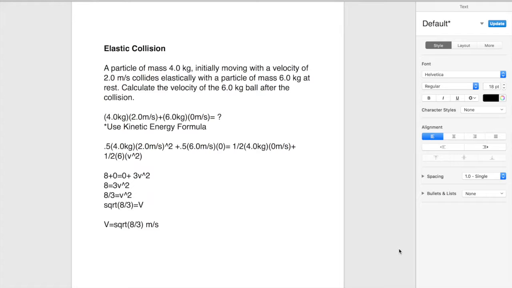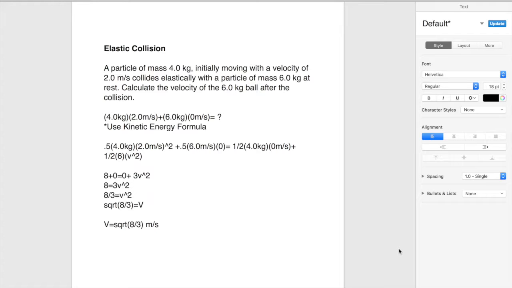So we have to use our kinetic energy formula to find the final velocity of the two objects following the collision. So using the kinetic energy formula, we plug in 1 half of the 4 kilogram object and its 2 meters per second squared plus 1 half of the 6 kilograms times 0 meters per second. And that's all equal to 1 half 4 kilograms times 0 meters per second, and it doesn't have to be squared because 0 squared is 0, plus 1 half 6 times velocity squared, which is the velocity we're looking for.